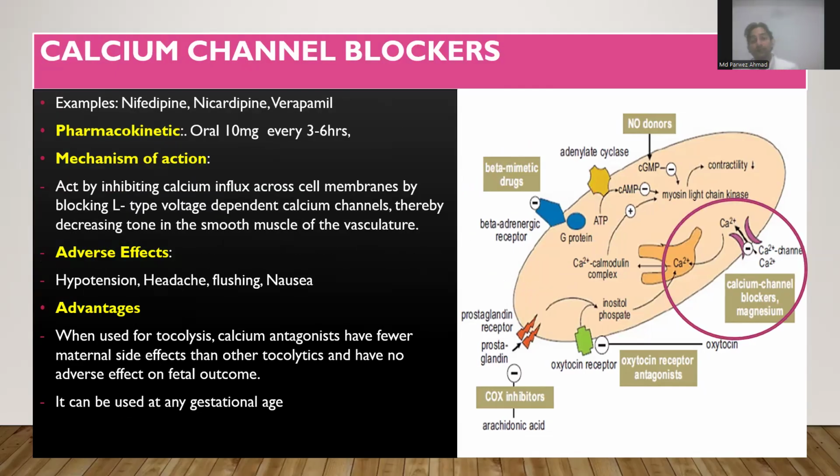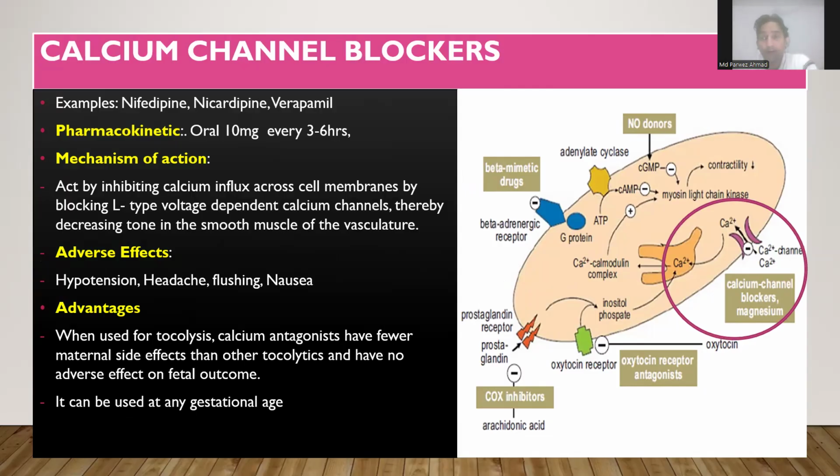Next one is calcium channel blockers. Nifedipine like drugs. Generally, we give orally 10 milligram every 3 to 6 hours. And what is the mechanism of action? These are drugs which directly inhibit the L type calcium channel in myometrium, and finally inhibit the entry of calcium. And finally, the muscle of the uterus is relaxed.